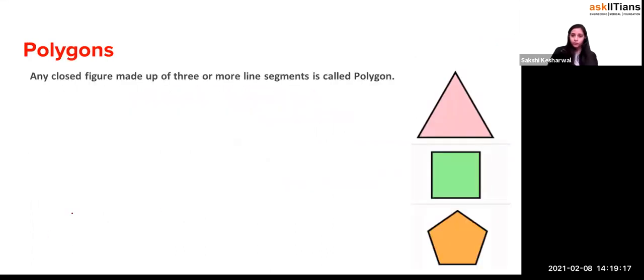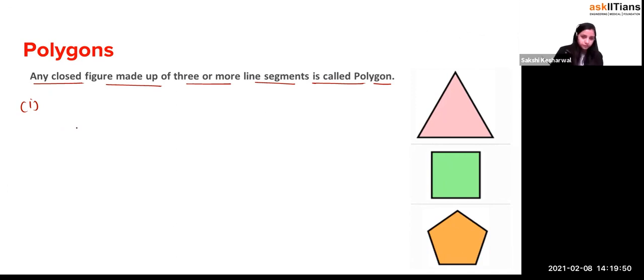Coming to what is a polygon. A polygon is basically any closed figure made up of three or more line segments. So we have learned about the names after it. When it has three sides, right? So if you see the polygon, that is the first thing: a polygon has the same number of line segments and the same number of angles. If there are three sides, then it will have three angles. If it has four sides, it will have four angles. If it has five sides, it will have five angles, right?